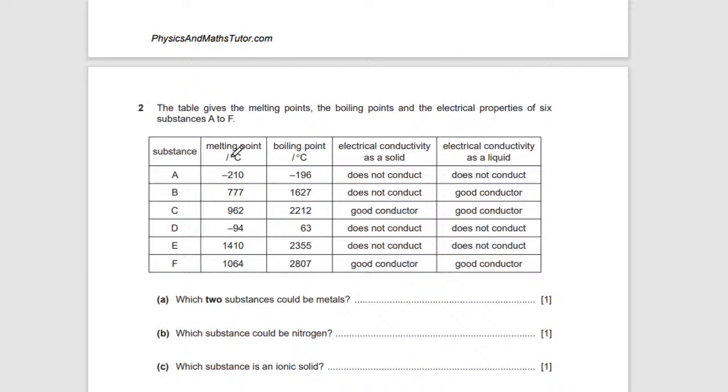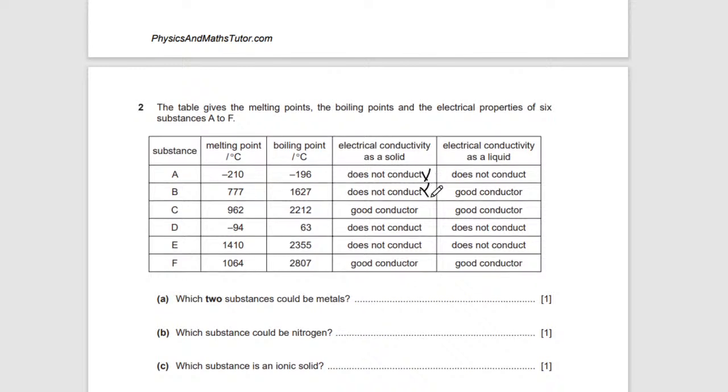Okay, let's see. First of all, this one does not conduct electricity. So we already know that this can't be the answer, because metals do conduct. So boom, cancelled, boom, cancelled. So the answer is C and F. And I got all this information just because of conductivity.